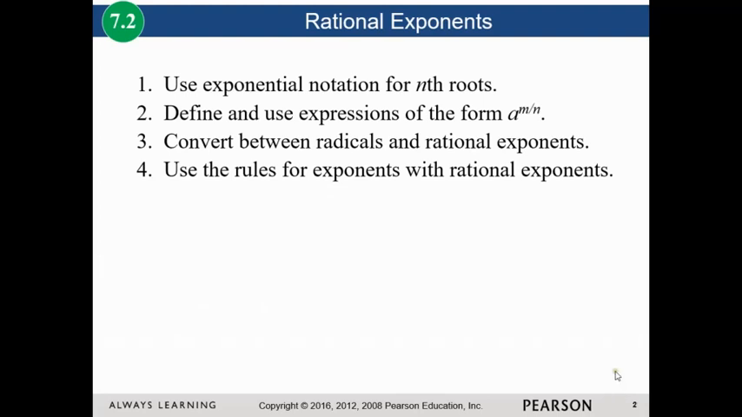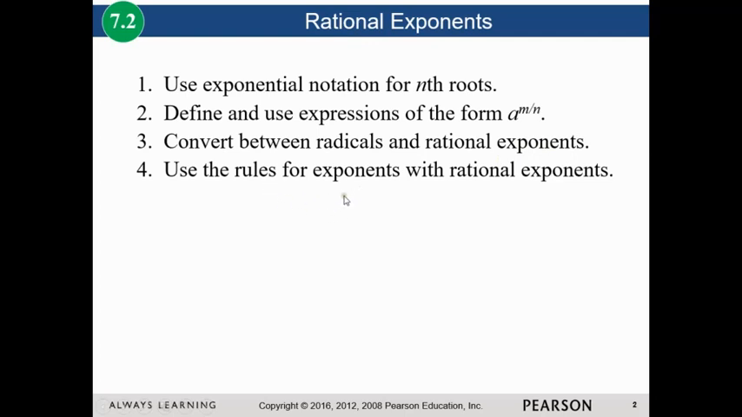So here we are in section 7.2. We're going to get into exponential notation for nth roots. We're going to define and use expressions of the form a to the m over n. That's what it means by rational exponents. It's a fractional exponent. And we're going to convert between radicals and rational exponents.